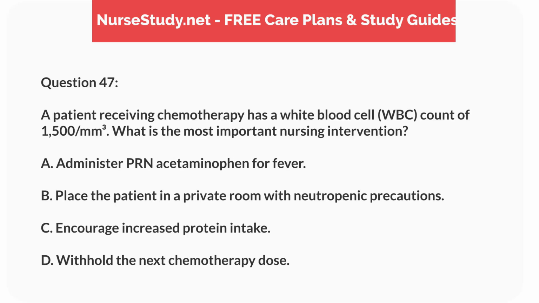Question 47. A patient receiving chemotherapy has a white blood cell, WBC, count of 1,500. What is the most important nursing intervention? A. Administer PRN acetaminophen for fever. B. Place the patient in a private room with neutropenic precautions. C. Encourage increased protein intake. D. Withhold the next chemotherapy dose.